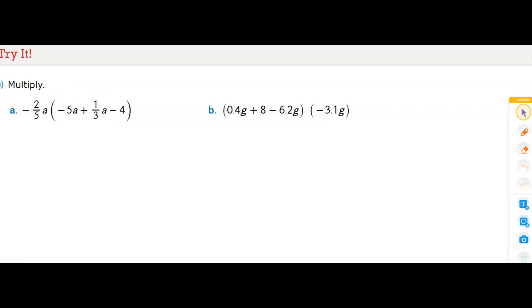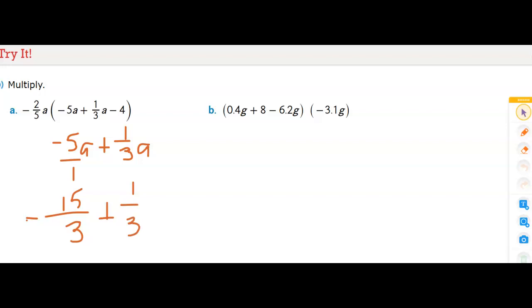So we have negative 5a plus 1/3 a. And we're just going to make this a fraction so we can add them together. And I need to have common denominators. So that's going to be, let's see, common denominator. We can do 3. So that'll be negative 15 over 3 plus 1/3. And then that would be 16/3.